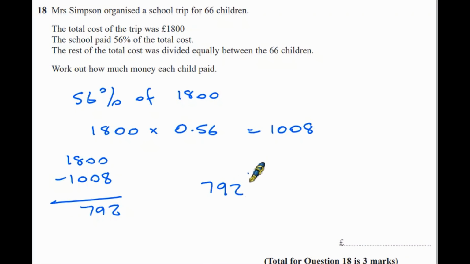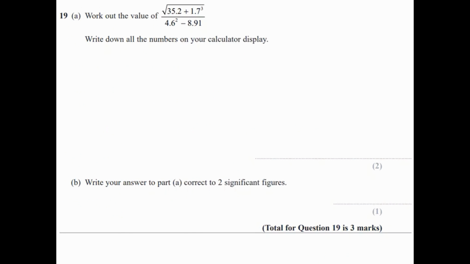792, we are dividing that equally between the 66 children, and that means that they pay £12 each. Question 19, part A. Work out the value of that.